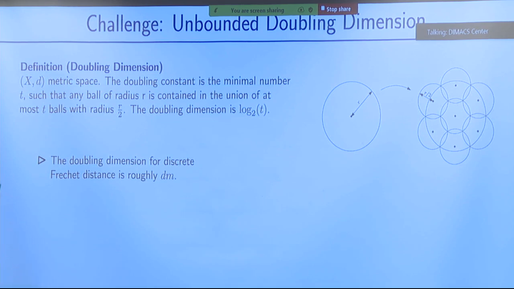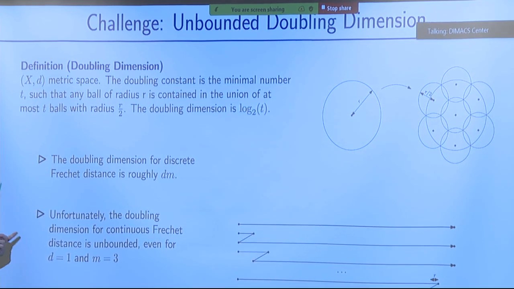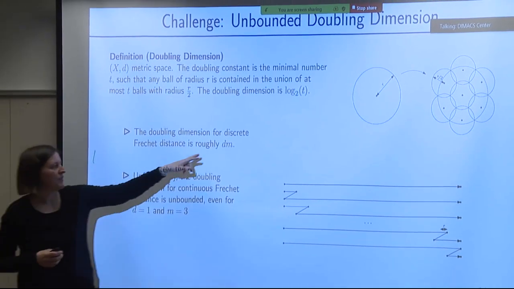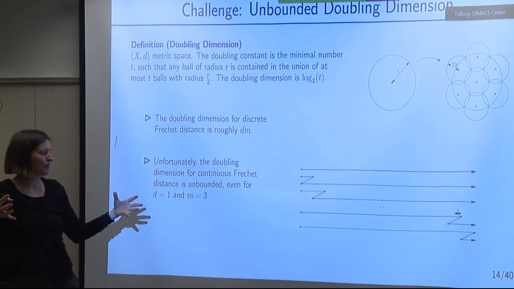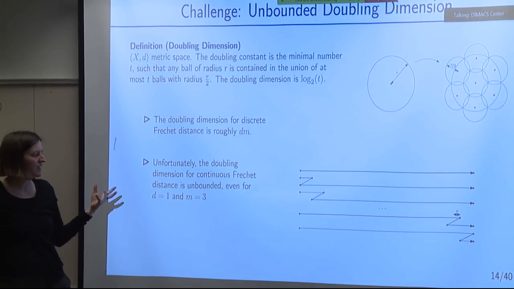You can prove this by using this construction and then extending it using the coordinates that you have. But for continuous Fréchet distance, the doubling dimension is unbounded. Obviously, if you have many vertices, that also goes up. But if you fix the complexity of the curves and the dimension, the doubling dimension will still be unbounded, and it's a weird construction.